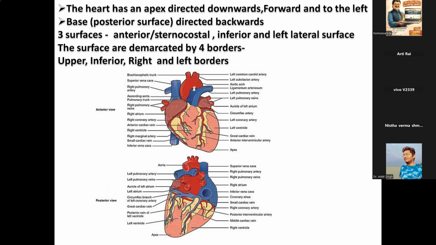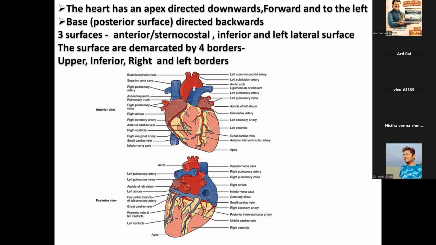Now you see the base, which is directed backward. Very important: you can see over here, this portion is called the base because it is the portion on which the heart lies. So this portion where the cursor is, that is the base. In other words, we can also say the posterior surface. So this is the base or posterior surface. Other than this, there are three surfaces.